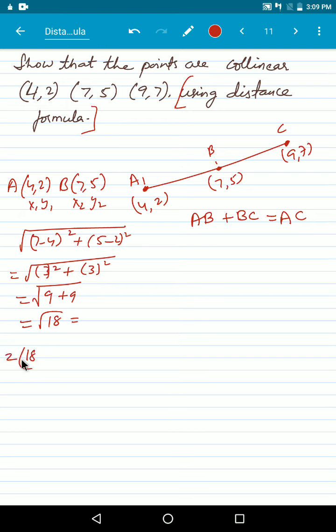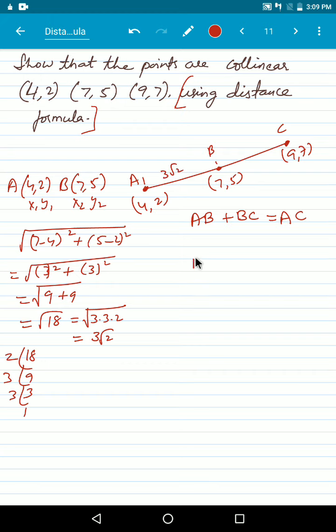18, find prime factors: 3 multiplied by 3 multiplied by 2. So inside the root, if we have same numbers being multiplied, you can write it outside once. So it is 3 root 2. Okay, so this is 3 root 2.